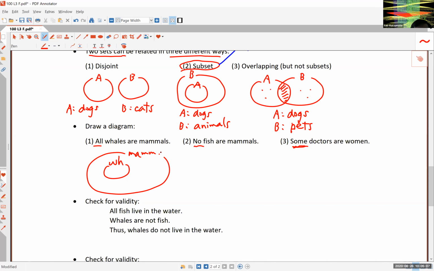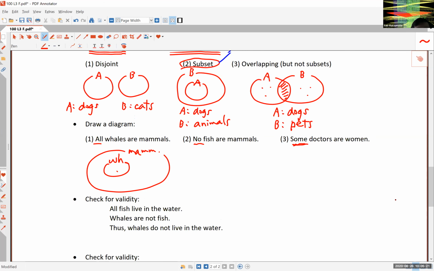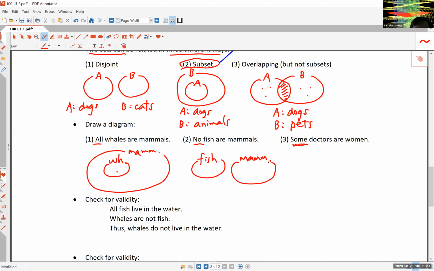All whales are mammals. If you're a whale, you have to be a mammal. That's what this Venn diagram is showing. Next, no fish are mammals. Do you see which one of these relations this is? Clearly, this is disjoint. Here's the fish circle, and here's the mammals circle. So this means no fish is a mammal, no mammal is a fish. And of course, that is also a true statement.